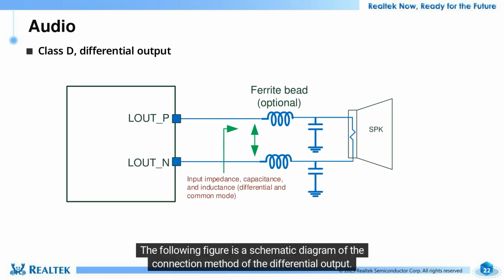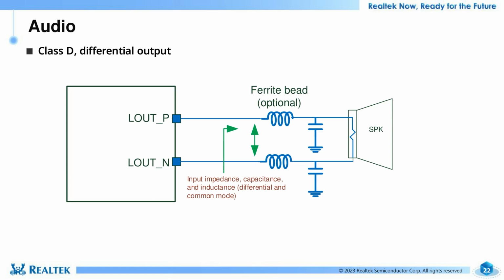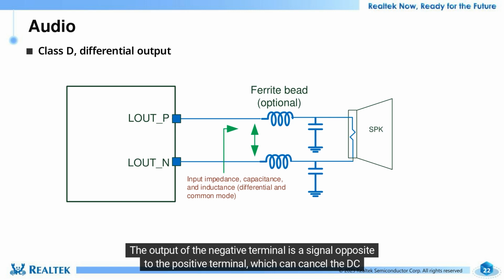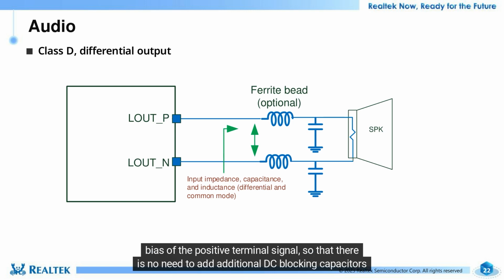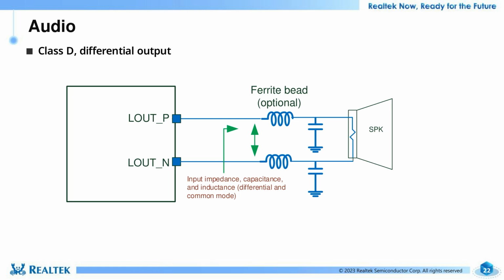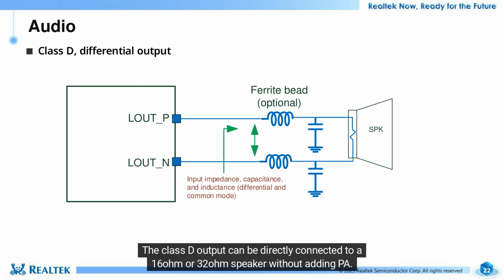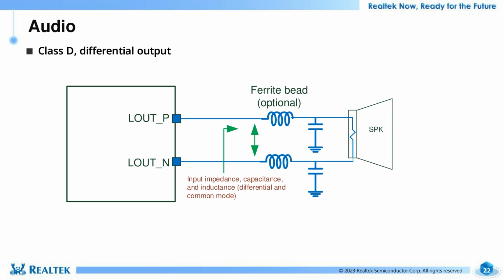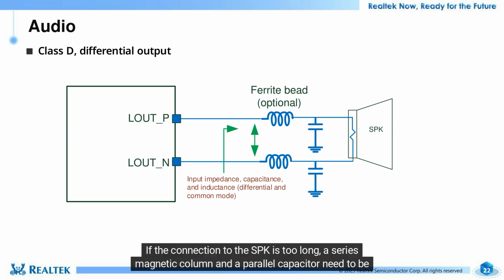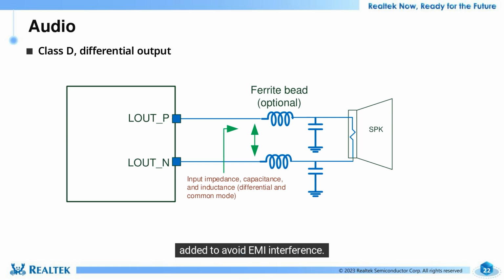The following figure is a schematic diagram of the connection method of the differential output. The output of the negative terminal is a signal opposite to the positive terminal, which can cancel the DC bias of the positive terminal signal, so that there is no need to add additional DC blocking capacitors to improve the anti-interference ability. The Class D output can be directly connected to a 16 ohm or 32 ohm speaker without adding a PA. If the connection to the SPK is too long, a series magnetic bead and a parallel capacitor need to be added to avoid EMI interference.